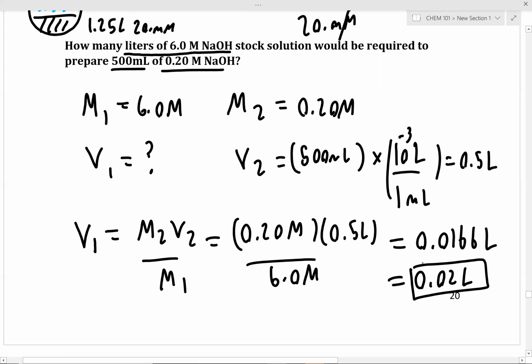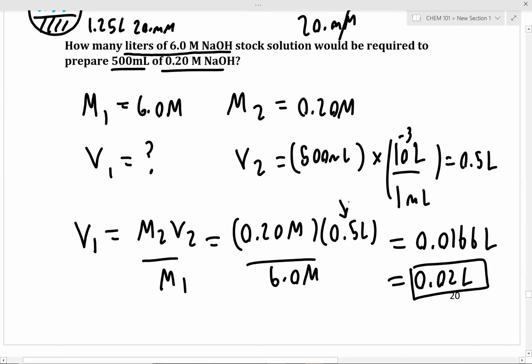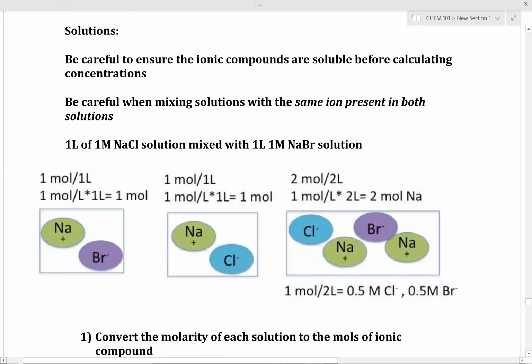Does that make sense? Is everyone more comfortable with these kinds of dilution calculations? And why did we round to 1 sig fig? How many sig figs does our volume input have? 1. 0.5 liters has how many sig figs? 1. Always watch your sig figs, especially for lab calculations. Is everyone comfortable with this? Can we move on to the next topic? Okay, let's keep going then.